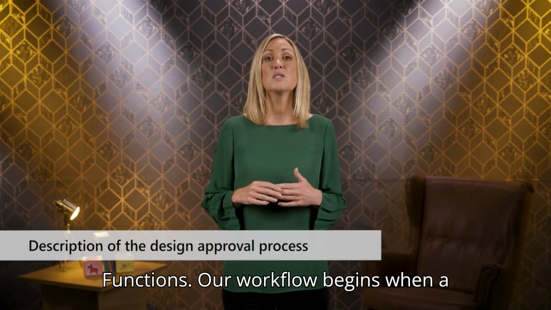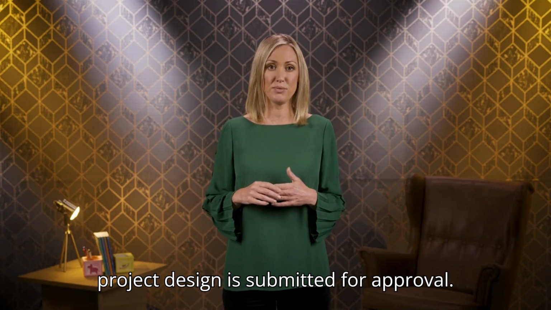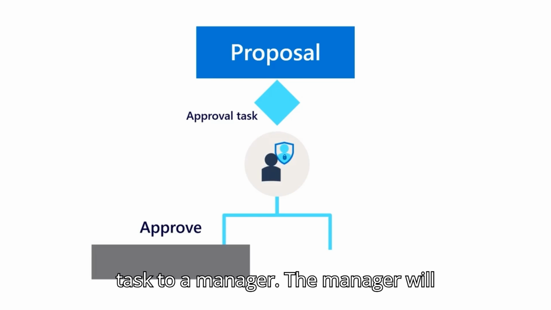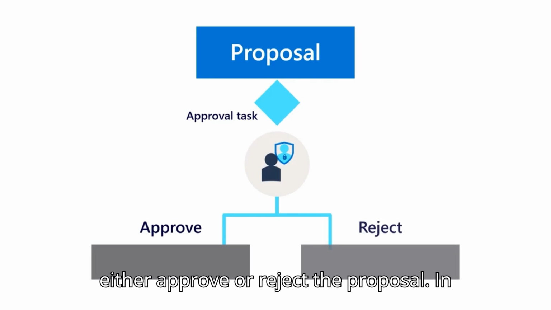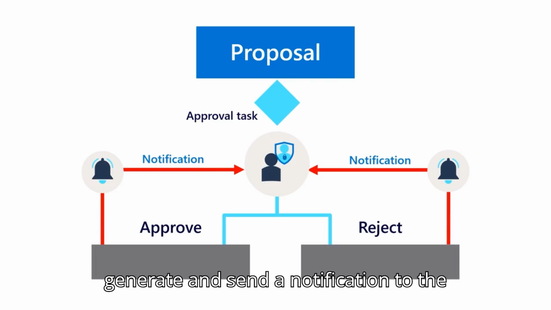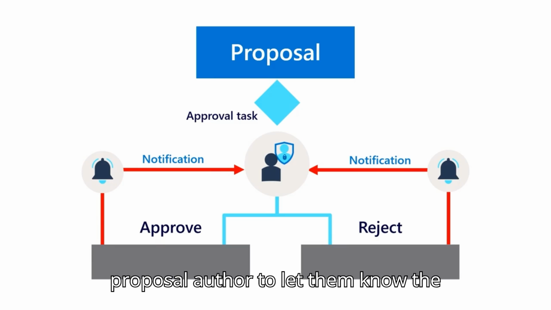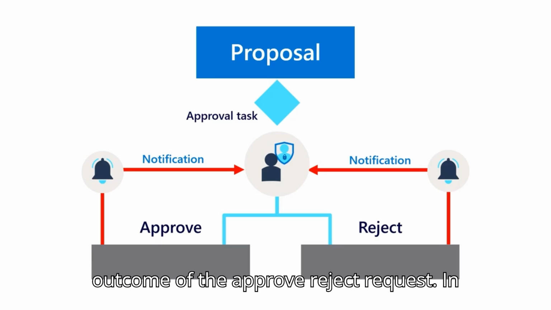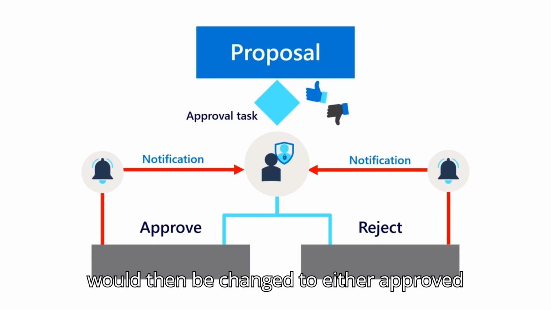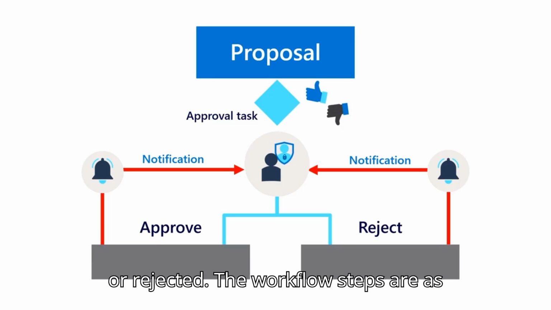Our workflow begins when a project design is submitted for approval. The proposal is assigned as an approval task to a manager. The manager will either approve or reject the proposal. In the real world, this event would probably generate and send a notification to the proposal author to let them know the outcome of the approve-reject request. In this example, the status of the task would then be changed to either approved or rejected.